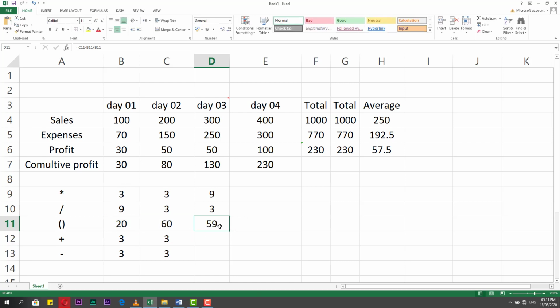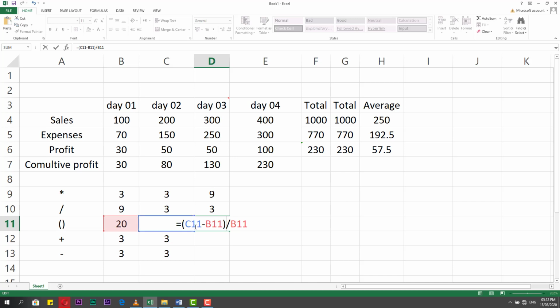B11. Okay, it comes 59. This is not correct. Why not correct? Because I did not make the bracket. When I wrote this without the bracket, what did it do? It did B11 divided by B11, and after this it subtracted from C11. This is not correct.